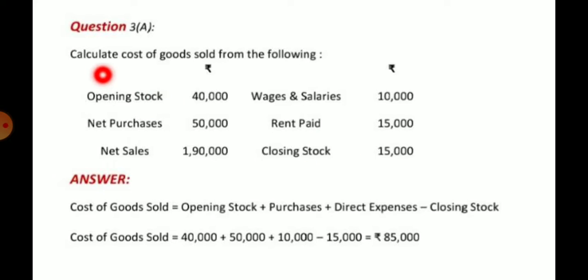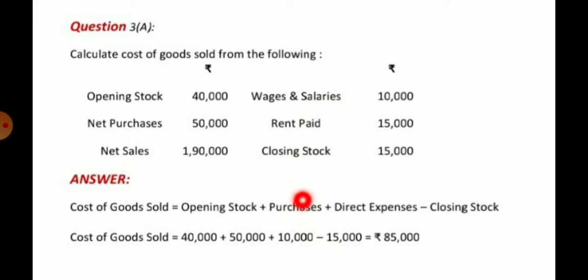Next question is, calculate cost of goods sold from the following information. Opening stock 40,000, net purchase 50,000, net sales 1,90,000, wages and salary 10,000, rent paid 15,000, and closing stock 15,000. So the formula of cost of goods sold is opening stock plus purchase plus direct expenses less closing stock. So opening stock is 40,000, purchases 50,000, and direct expenses will include wages and salary.